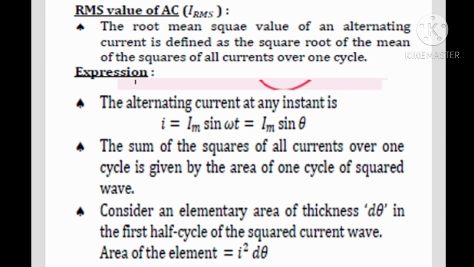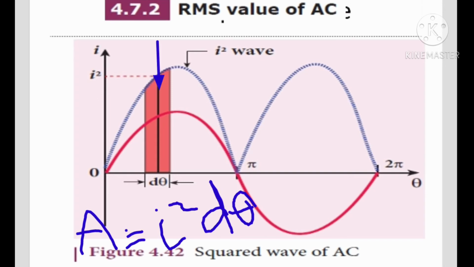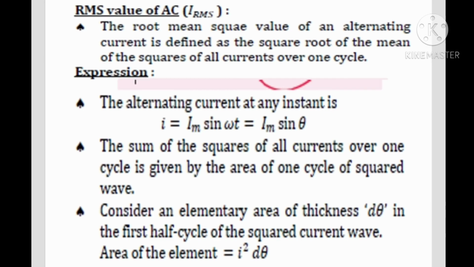The alternating current at any instant can be written as small i is equal to Im sin omega t, which is equal to Im sin theta. Here omega t is replaced as theta. The sum of the squares of all currents over one cycle is given by the area of one cycle of the squared wave. Consider an elementary area of thickness d theta in the first half cycle of the squared current wave. Then the area of the element can be written as i squared d theta.